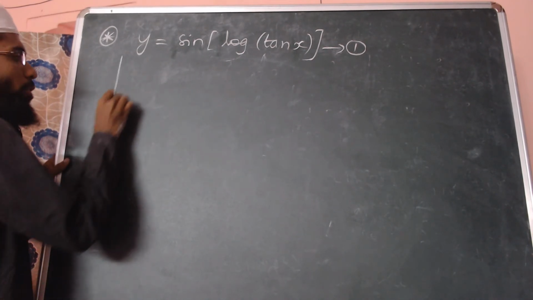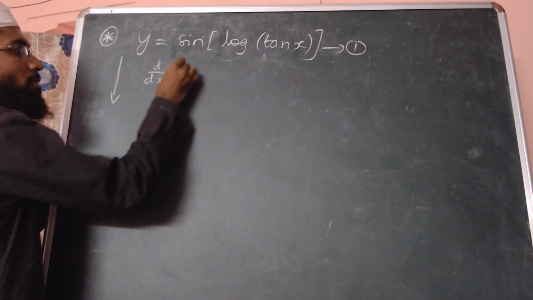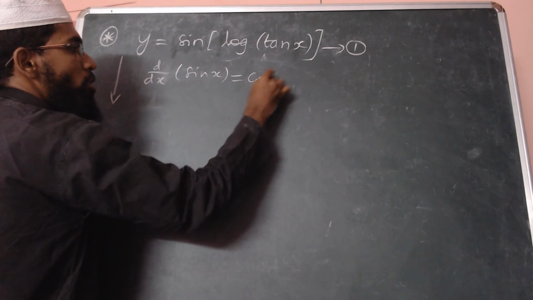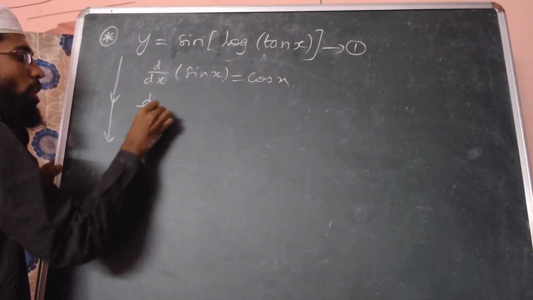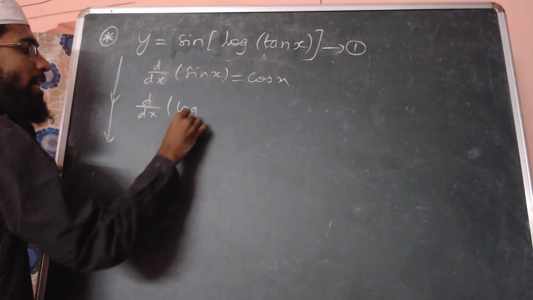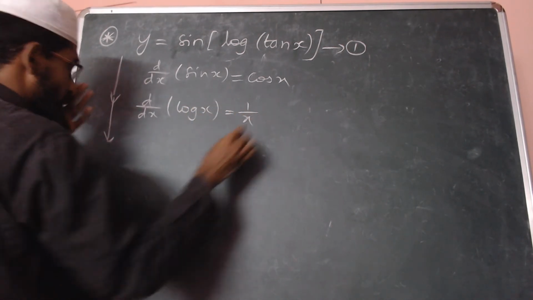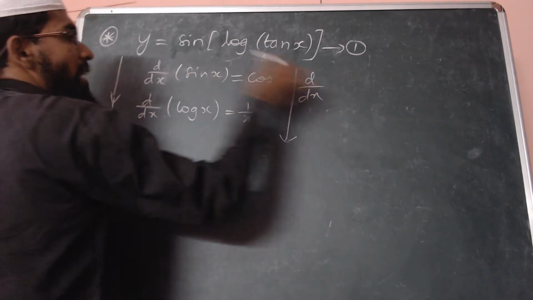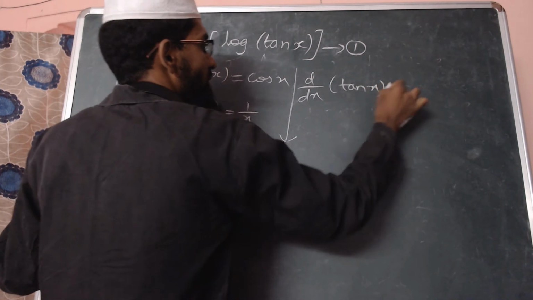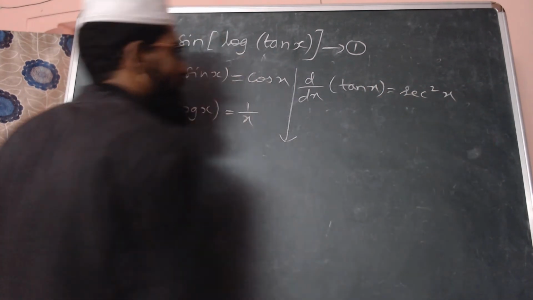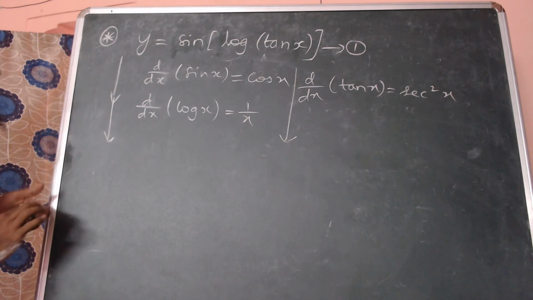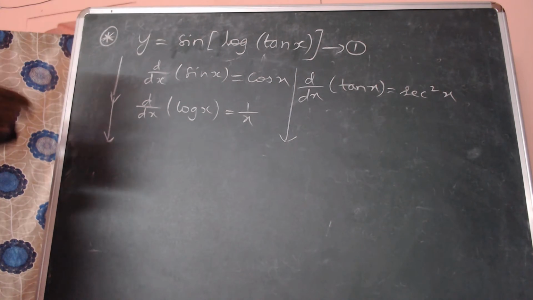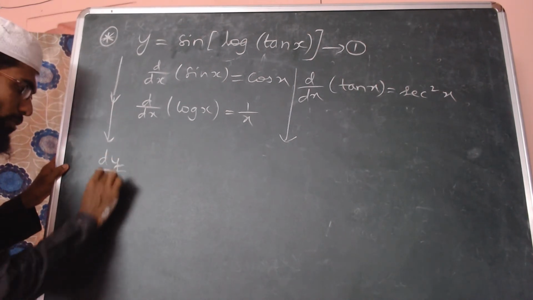Now the formulas that I am going to use here: the derivative of sin x is cos x, the derivative of log x is 1 by x, and the derivative of tan x is secant square x. These are the formulas we are going to use here. I'm just skipping the step of differentiating 1 with respect to x, and directly writing dy by dx.